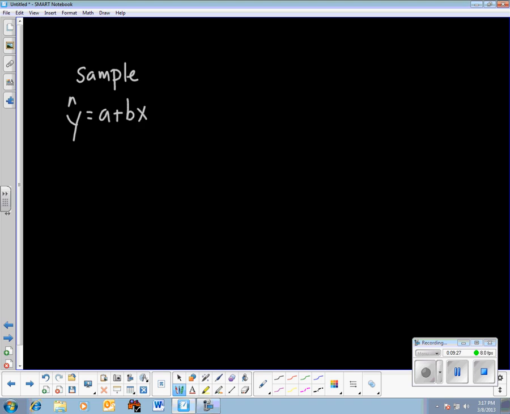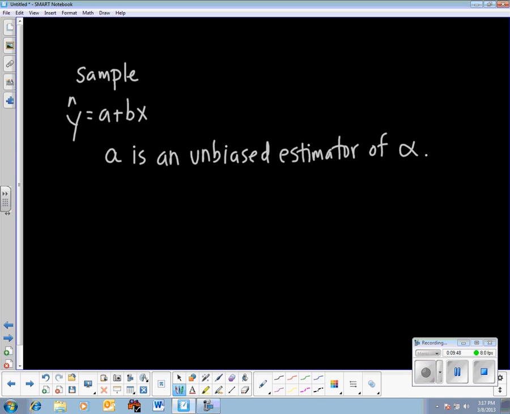Okay, this is just regular linear regression like you've known how to do for months. A is an unbiased estimator of alpha, which means that if you were to keep taking sample after sample, the A values that you get should have a distribution that's the same center as alpha, which means that if my sample has an intercept of 4, then I don't have any reason to suspect that my population doesn't have an intercept of 4. Okay, B is an unbiased estimator of beta. So those are the two parts of the equation.